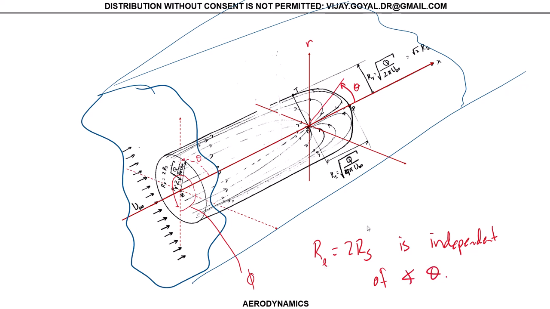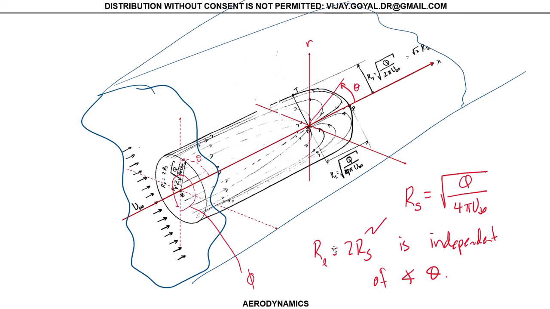And this expression was basically derived for the previous cases, and is just given. You know that RS is equal to the square root of Q over 4 times pi u infinity. So this is given in the problem, and you know that. Okay, so this basically explains the whole idea of why in the sink RL is independent of theta.